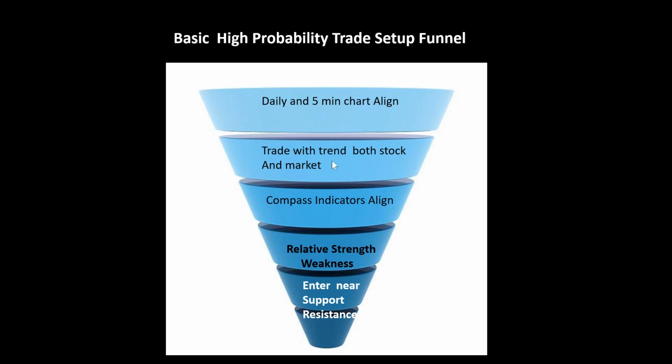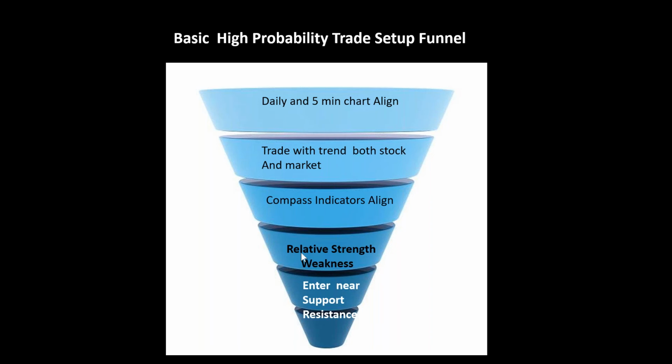I want to look at the trend with the stock in the market to see if that stock has a trend. If it's bullish, obviously it should have a bullish trend. And if the market is chopping or moving up, that also means I'm trading with the market trend. But the next important thing is the compass indicators have to align. If I like a stock long and I'm trading off the daily chart and the daily chart is bullish, then the compass indicators need to be bullish as well. As on the daily chart, they've got to align. They've got to tell me that if I'm going to take a trade, the institutions are in that trade right now as well.